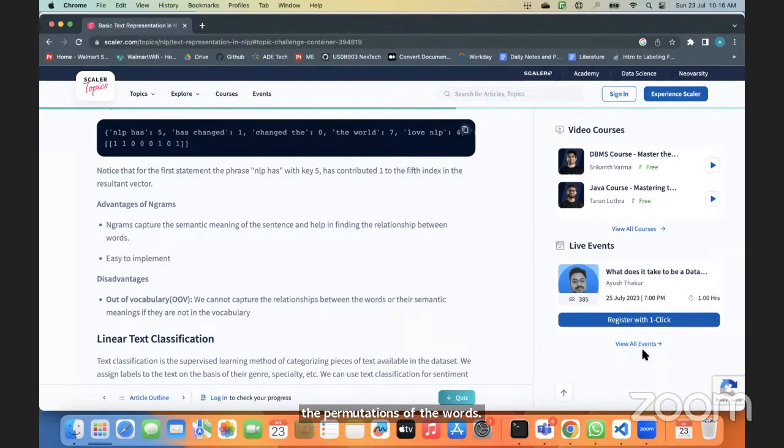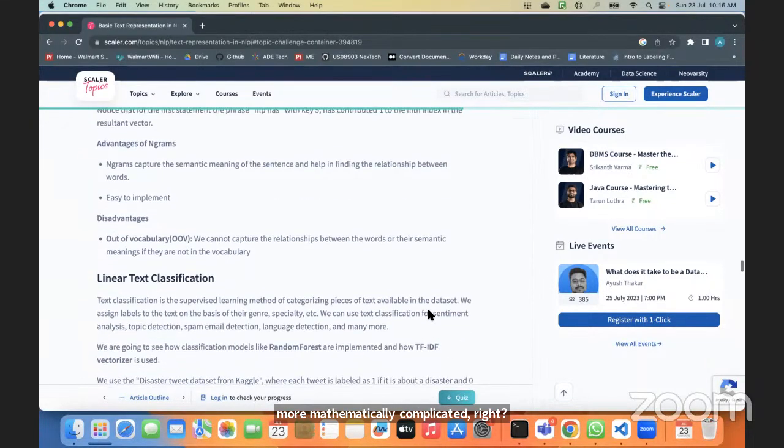And the vocabulary of the English language is itself very complex. If you want to select 3 words out of this vocabulary and then calculate all possible permutations, it will be much more mathematically complicated, right? So that is one of the disadvantages.